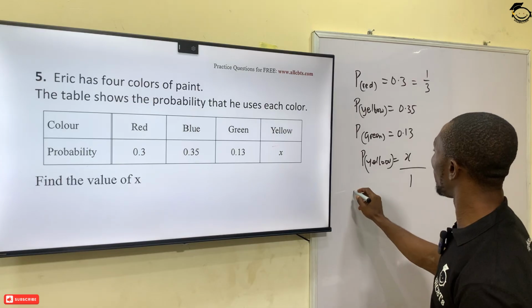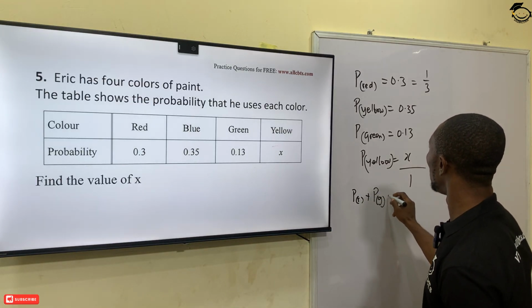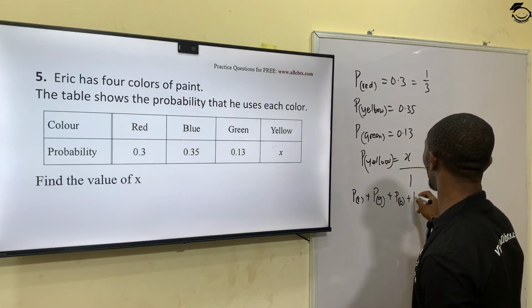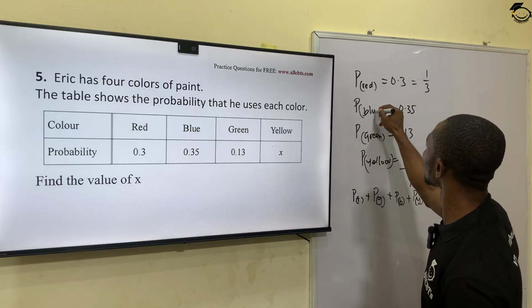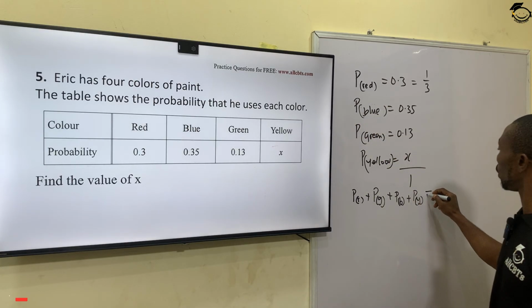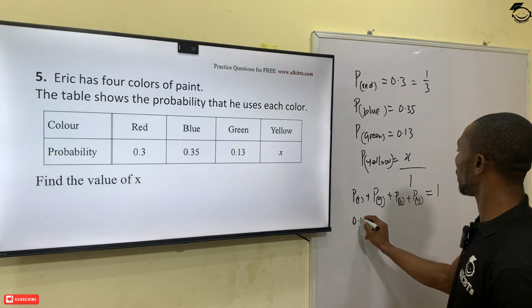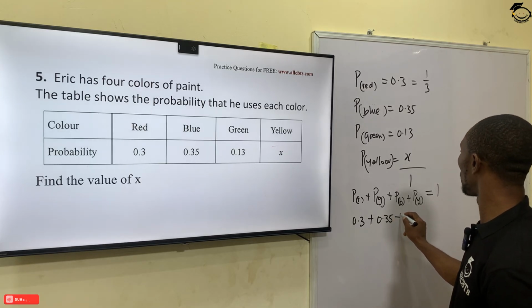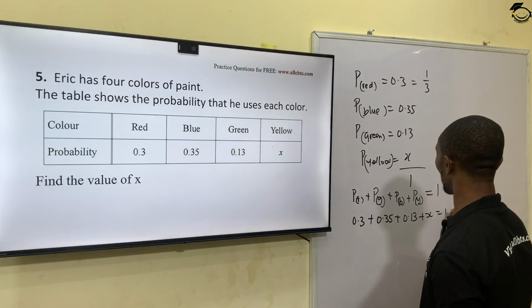So probability of red plus probability of green plus probability of blue plus probability of yellow. Sorry, this should be blue. Equals 1. So probability of red is 0.3, plus probability of blue 0.35, plus 0.13, plus x equals 1.